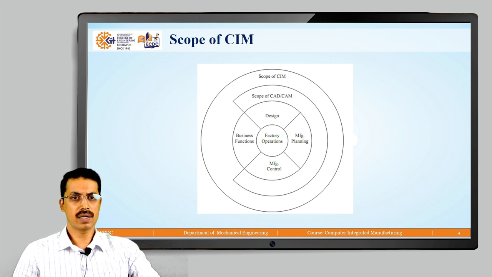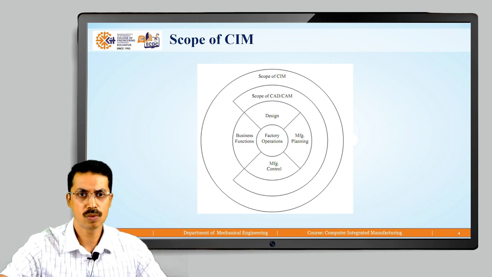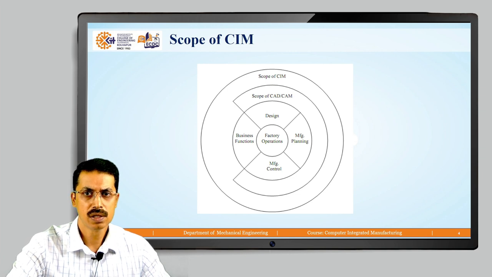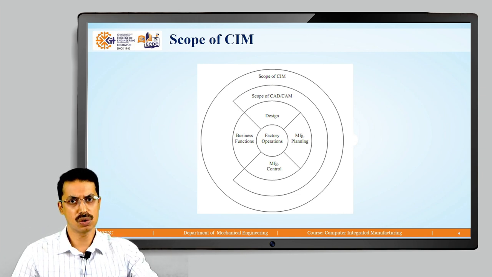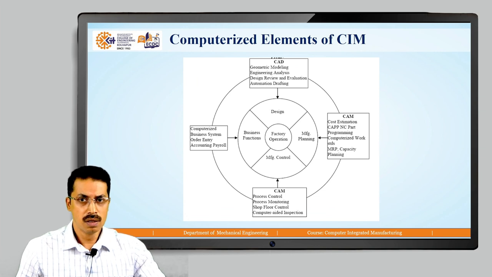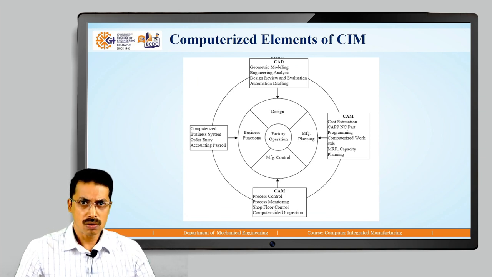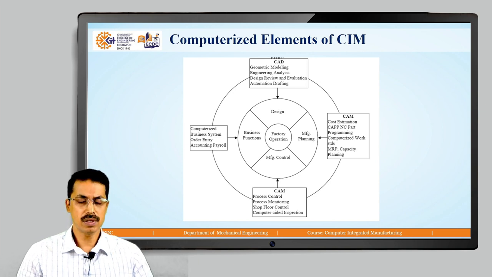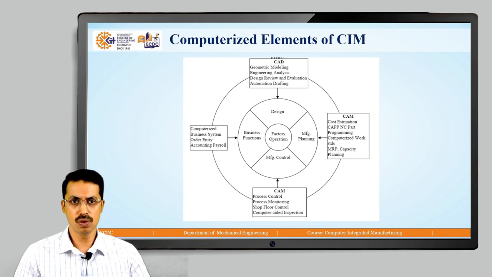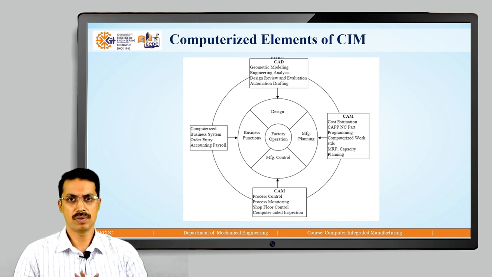This is another diagram which shows the scope of the CIM. You can see here the factory operations include design, manufacturing planning, manufacturing control, and if we include the business functions, it will be the scope of the CIM. The next point we are going to discuss is the computerized elements of the CIM. That means how the computer is useful in these different activities or domains, from design to manufacturing.